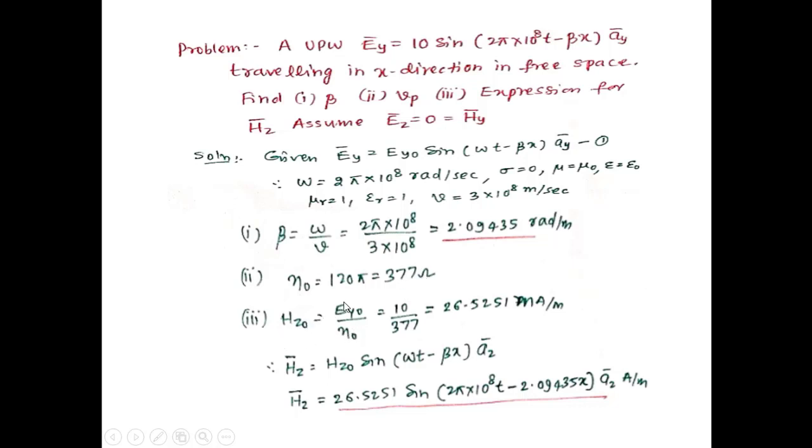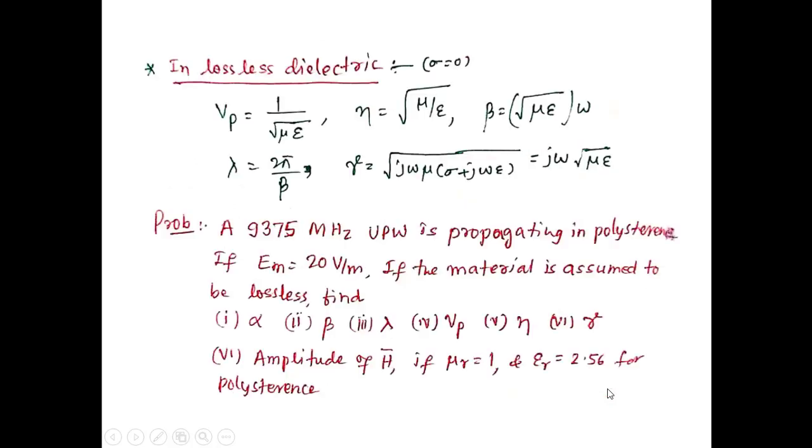We know that eta naught is equal to Ey naught by Hz naught. Therefore, Hz naught is equal to Ey naught by eta naught. Ey naught is given as 10 here. Eta naught is equal to 377. We get 26.5251 milliampere per meter. Therefore, Hz bar is equal to Hz naught sine of omega t minus beta x. Substitute the value of Hz naught equal to 26.5251 sine of omega, which is 2 pi into 10 raised to 8 t, minus beta, already calculated, 2.09435 x, Hz bar, ampere per meter.